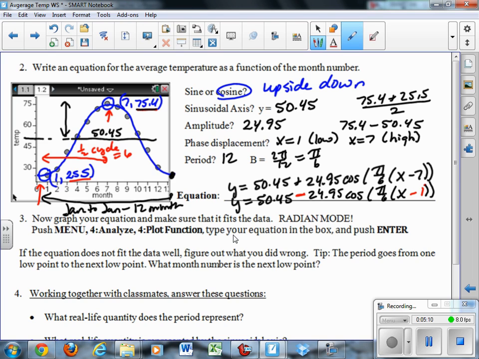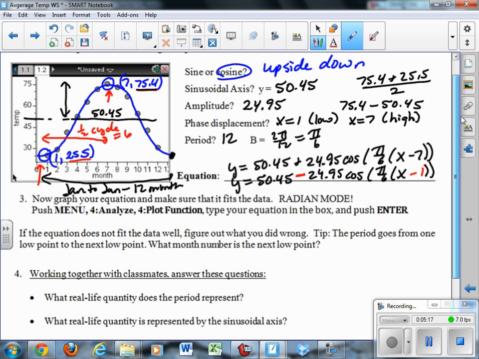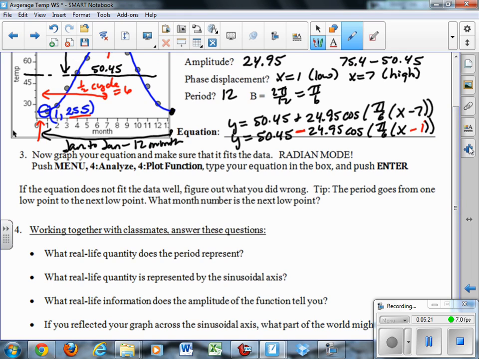Now, what do these numbers tell us? All of these numbers then are going to represent something in real life. Since this represents a real situation, what does the period represent? Well, the period represents 12 months or 1 year. So that is one complete cycle of temperature in a year.